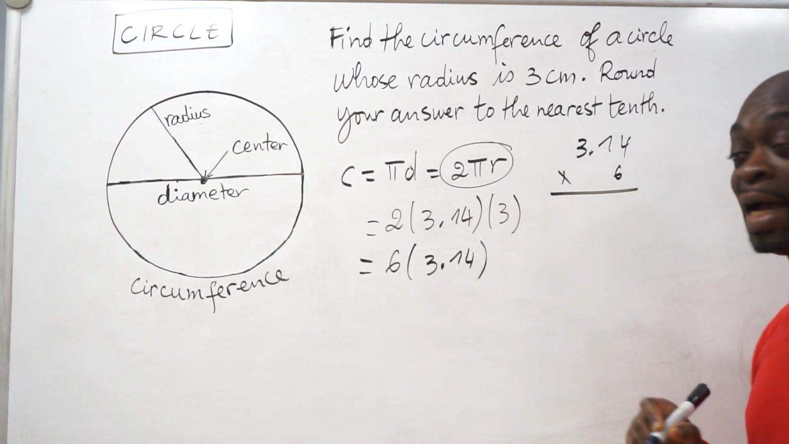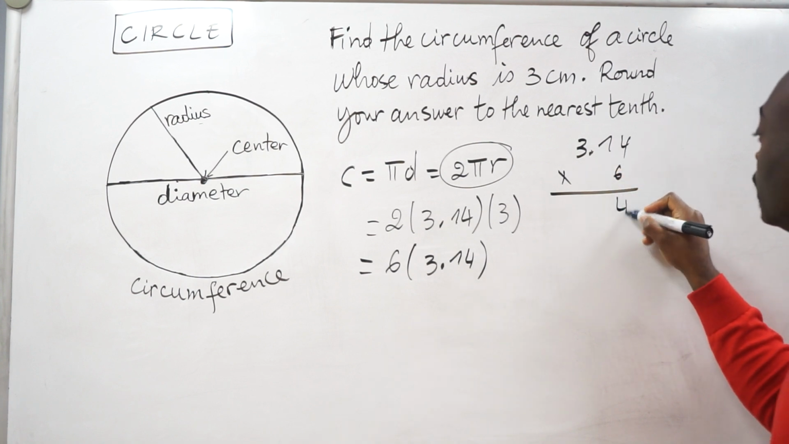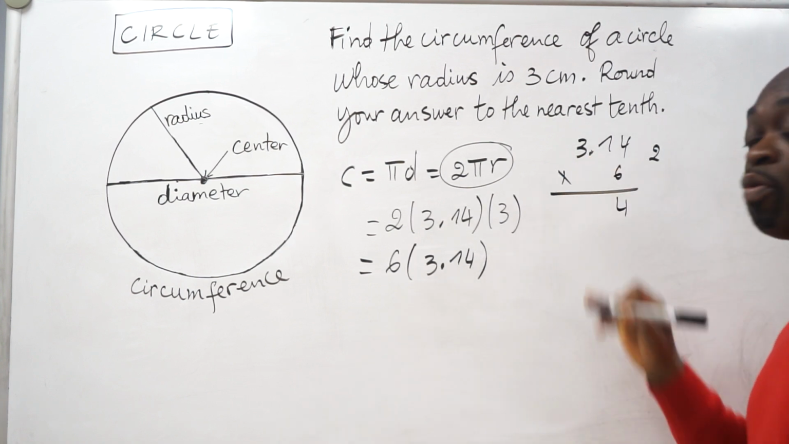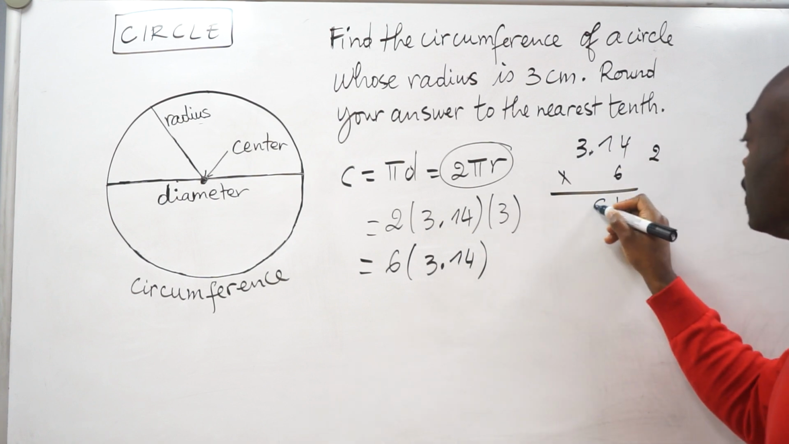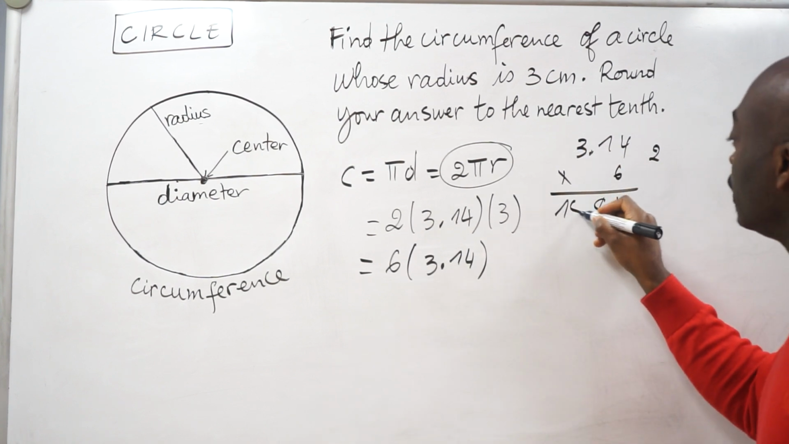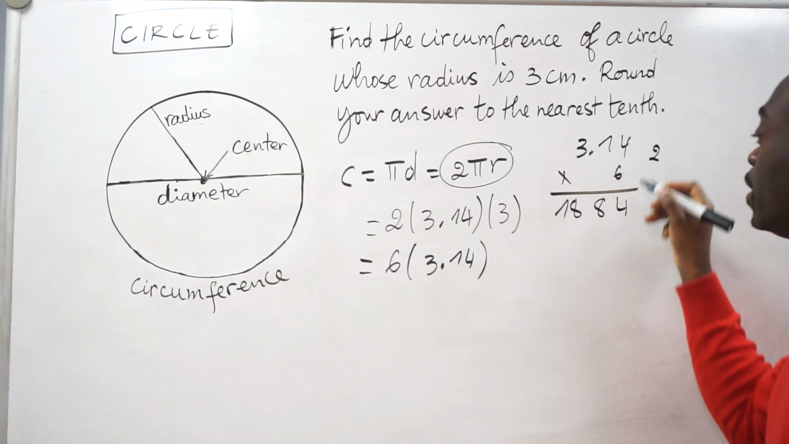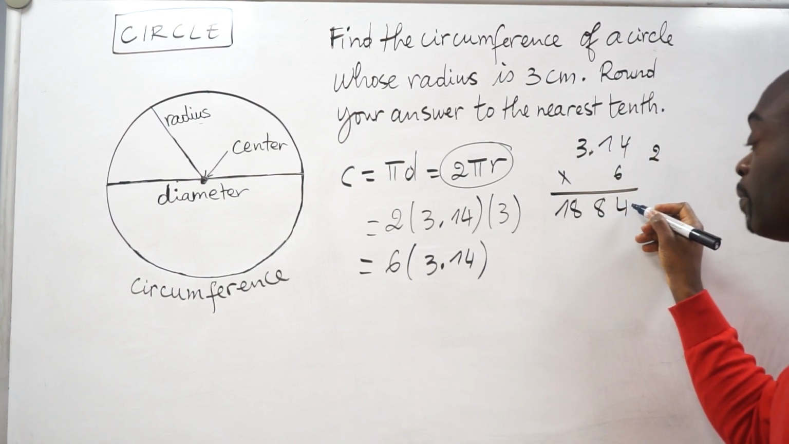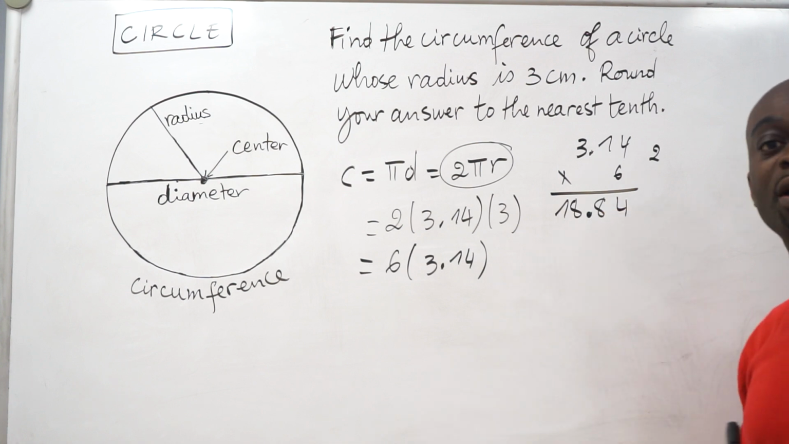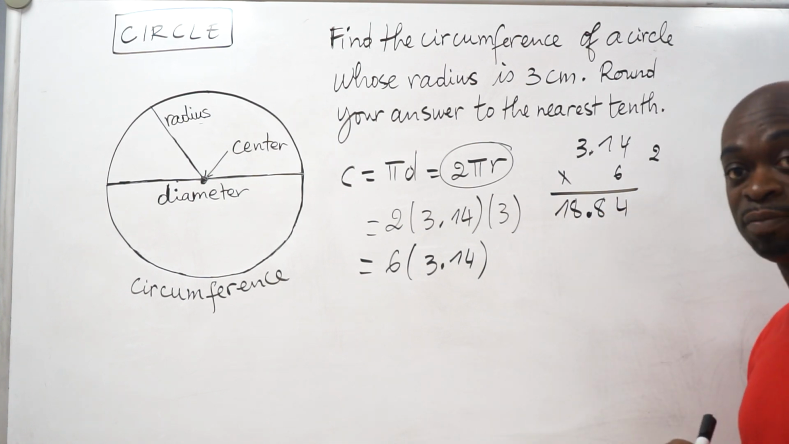So how do we go about that? So 6 times 4 is what? 24. So we carry the 2. 6 times 1 is what? 6 plus 2 is 8. And 6 times 3 is 18. Now we have 2 decimal places here. So that means we're going to account for this going from the right to the left. So we go 1, 2. So we end up with 18.84 centimeters, right?